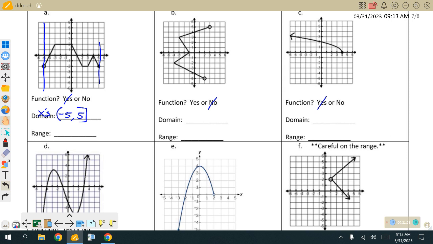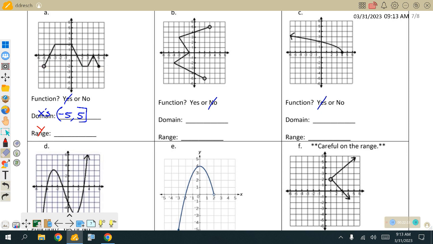All right, now the range. The range is the y values. And this is usually where students kind of mess up, so it takes a lot of practice here. The range, bottoms up, people.